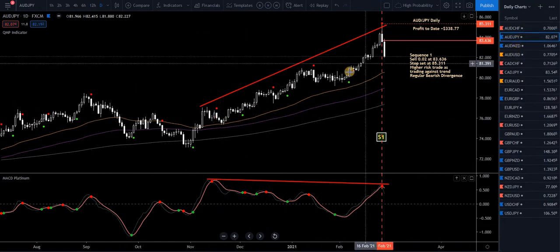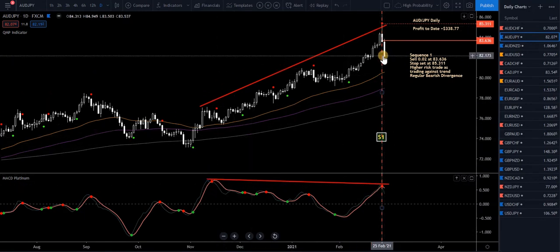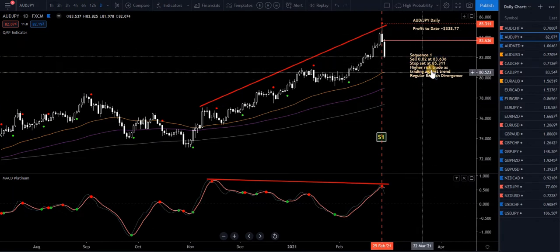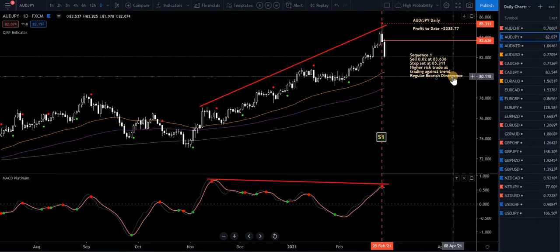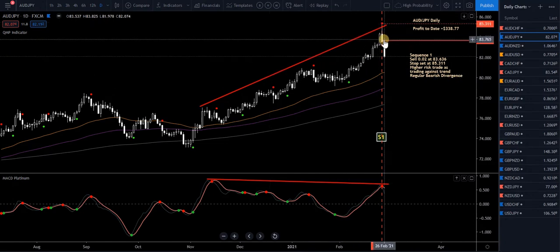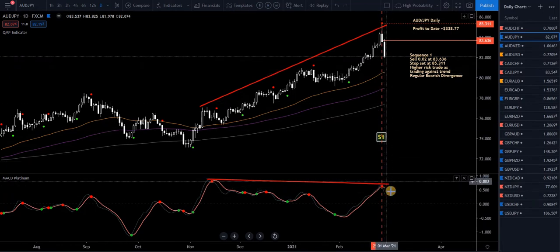Aussie Yen. Similar to the other Aussie pairs, big move up. MACD's not that impressive. On Friday morning, I did take a sell up here, as you can see by my notes. High risk trade. You can see all my notes there, against the trend, regular bearish divergence. So it's all there, stops up there, took the sell there, it's gone down nicely. So MACD Platinum's above the zero level, looking to sell.